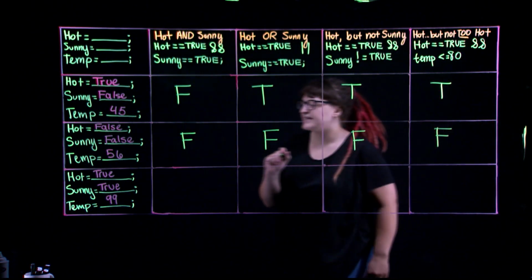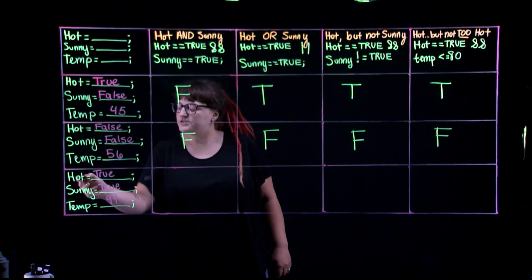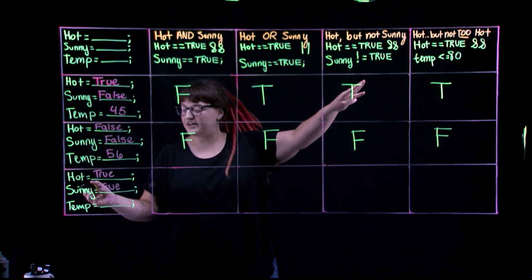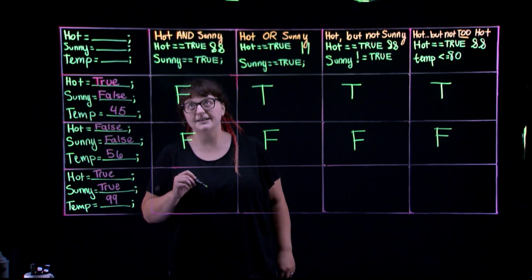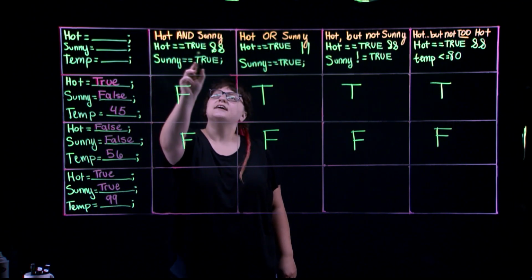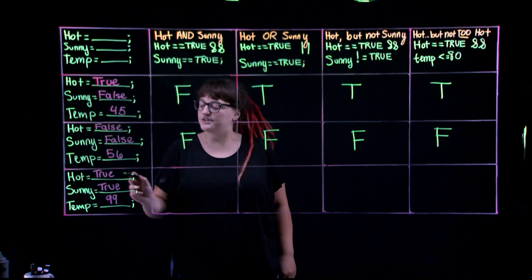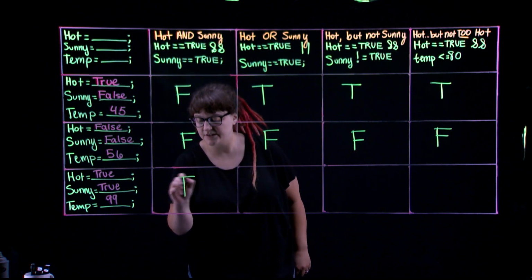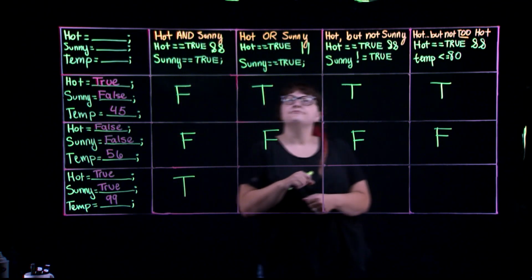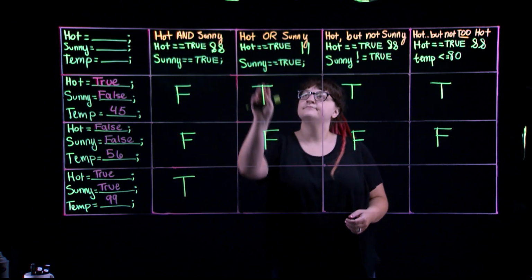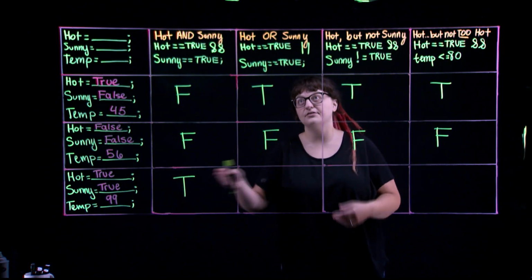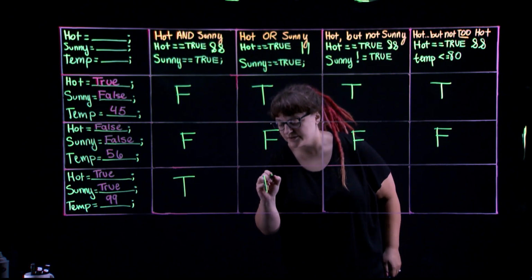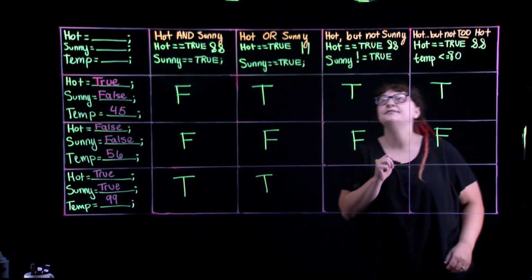Okay, last but not least here, hot is equal to true, which is great for us so far here, right? Sunny is equal to true, and temp is equal to 99. We're checking this. Hot equals true and sunny equals true. Check, check. Perfect. The whole condition checks out. Hot or sunny. Hot could equal true. Sunny could equal true. We've got both. Either one would be good. We're going to put our true right there.